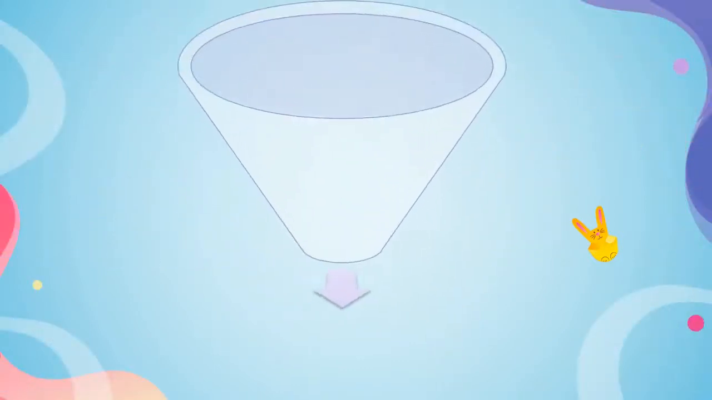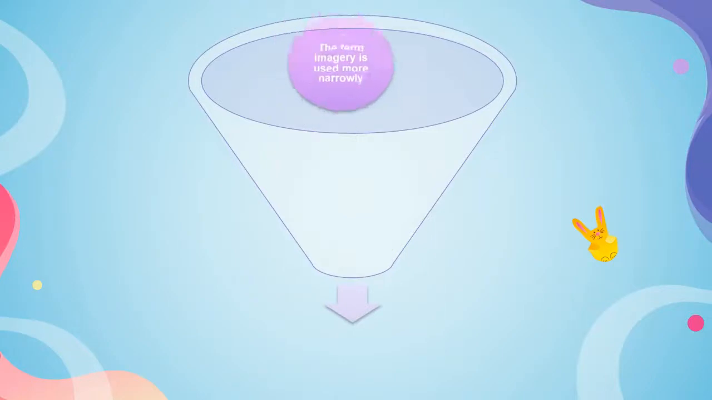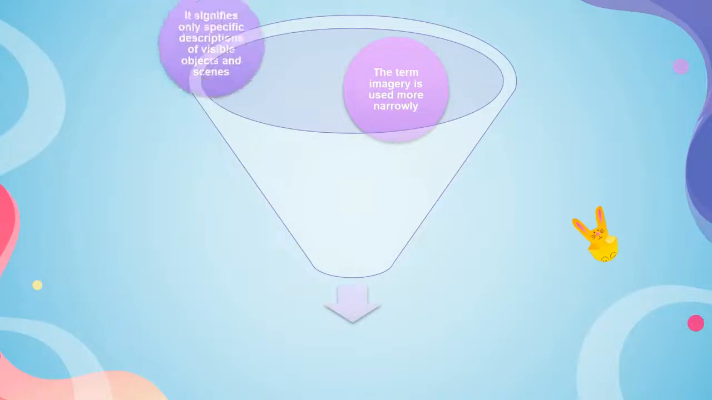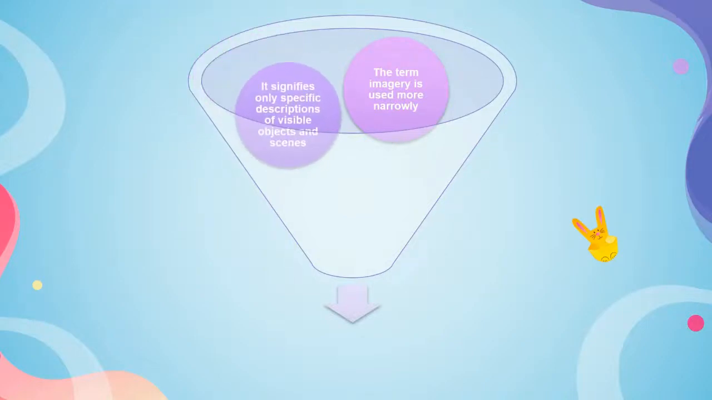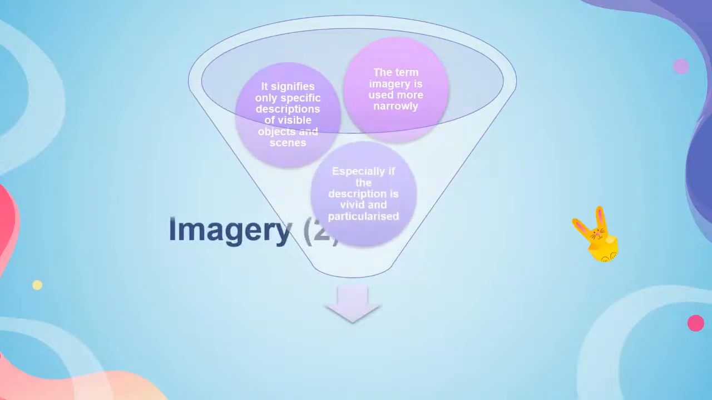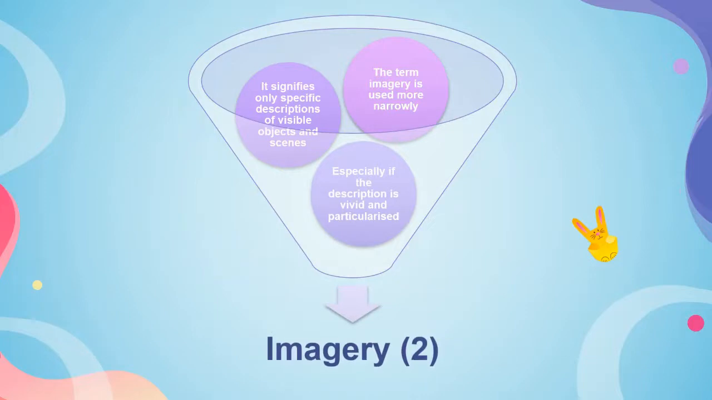But what about the second usage of imagery? This is a very particular usage of the term. The term imagery is used more narrowly. It signifies only specific descriptions of visible objects and scenes. So here we have that visualized image, especially if the description is vivid and particularized. So these vivid, particularized descriptions are also visualizing an object.